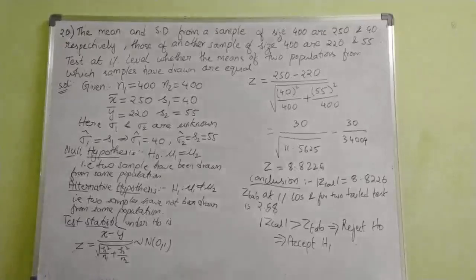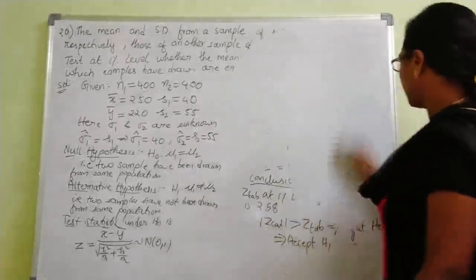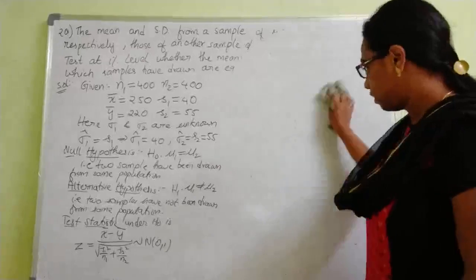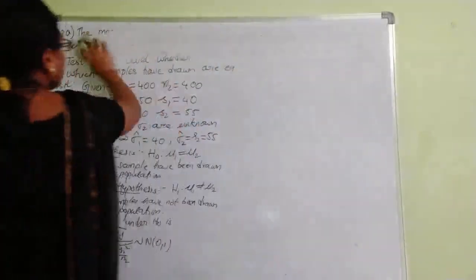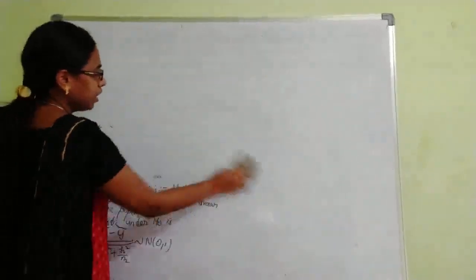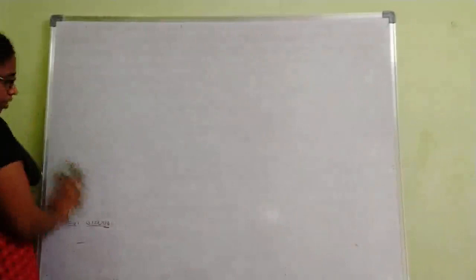Copy the complete problem. I will give you a homework problem which is based on the same kind of test. You have to just identify which type of test statistic you have to use and substitute all the values. We get the required answer.